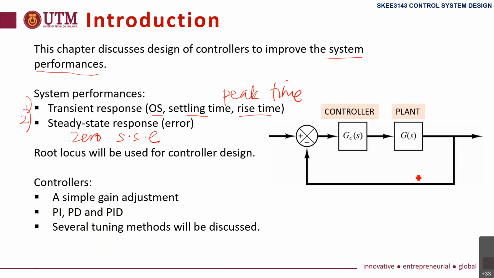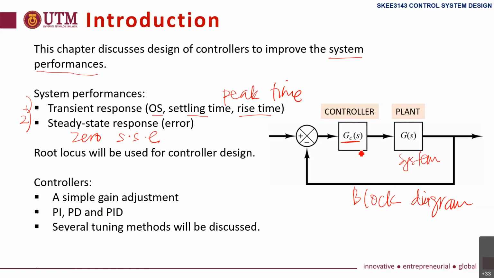This is an example. The block diagram here is an example of adding a controller. Okay, plant. This is the system, the original system. Then we add a controller. Normally we denote it by GC. C refers to controller, the transfer function of a controller.